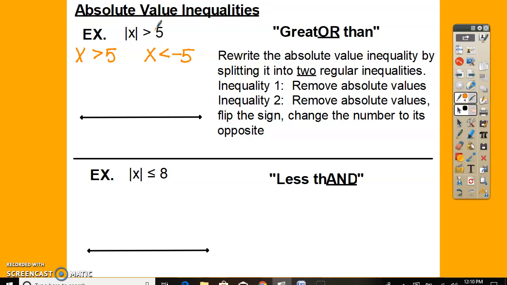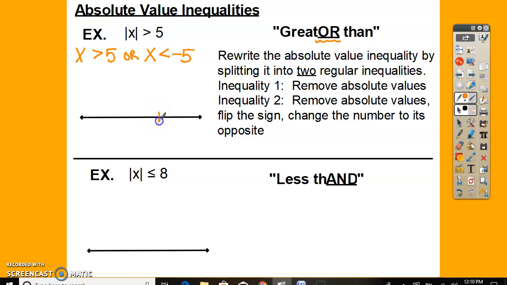When we do this, this was originally a greater than symbol. So instead of saying greater, we say it as great or to remind us that I need the word or in between these. When we get down to the next one, it's going to be an and statement. So if it's a greater than symbol originally, you need the word or in between these 2 inequalities. So those are my 2 answers. X could be greater than 5.